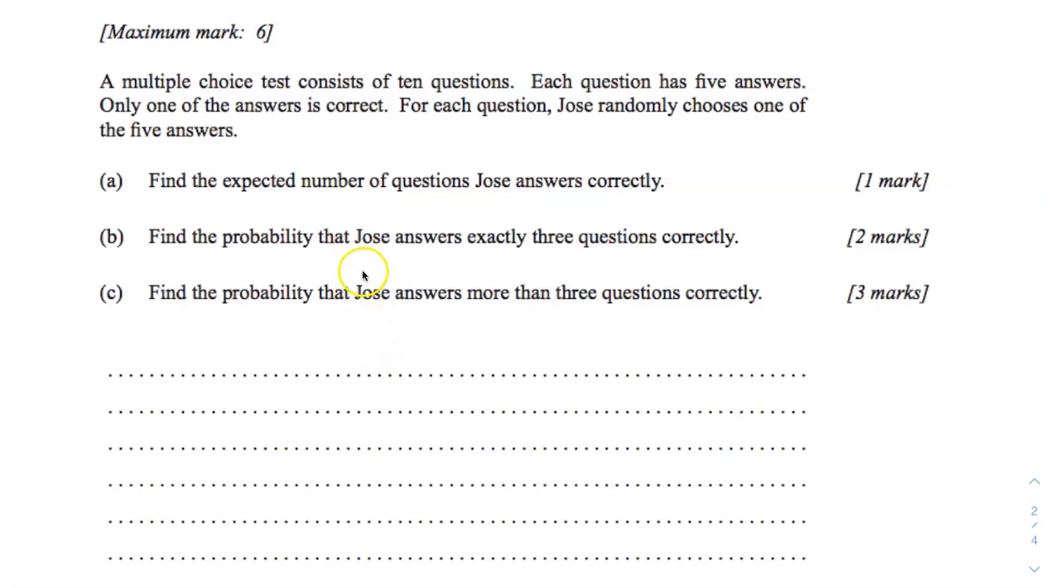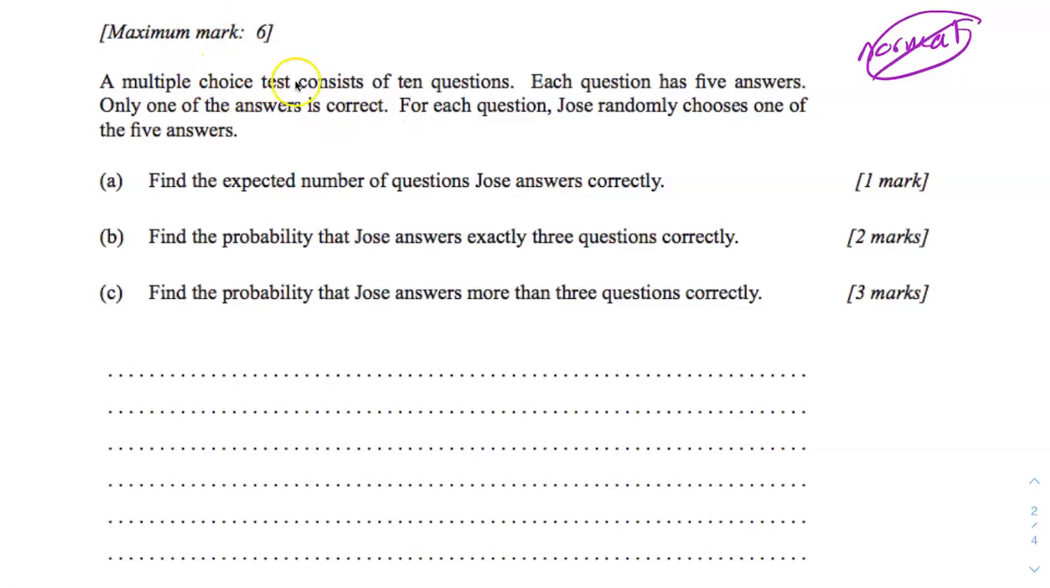A multiple choice test consists of 10 questions. Each question has 5 answers. Only one of the answers is correct. For each question, Joe randomly chooses one of the 5 answers. So first things first. What do you notice is not there? They don't say normal anywhere. It doesn't mention normal at all. So this is not a normal problem.